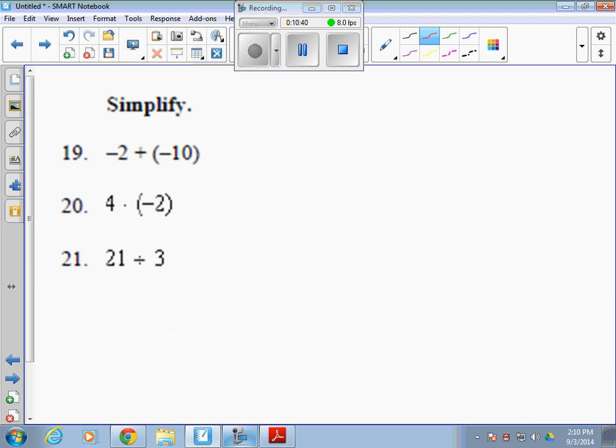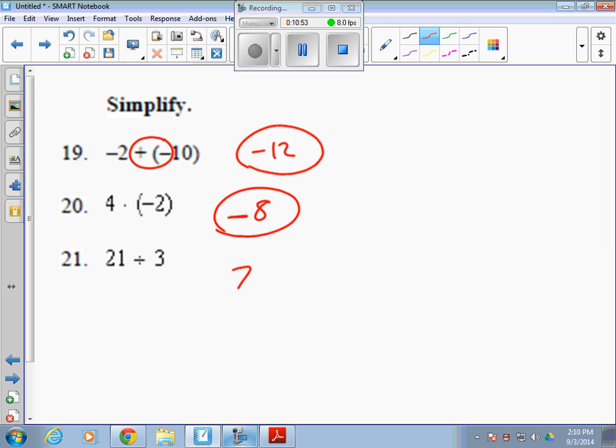Simplifying these says negative 2 plus a negative. Plus a negative means minus. Negative 2 minus 10 is negative 12. 4 times negative 2, opposite signs, is going to be negative. 4 times 2 is 8. 21 divided by 3, same signs, is going to be positive 7.